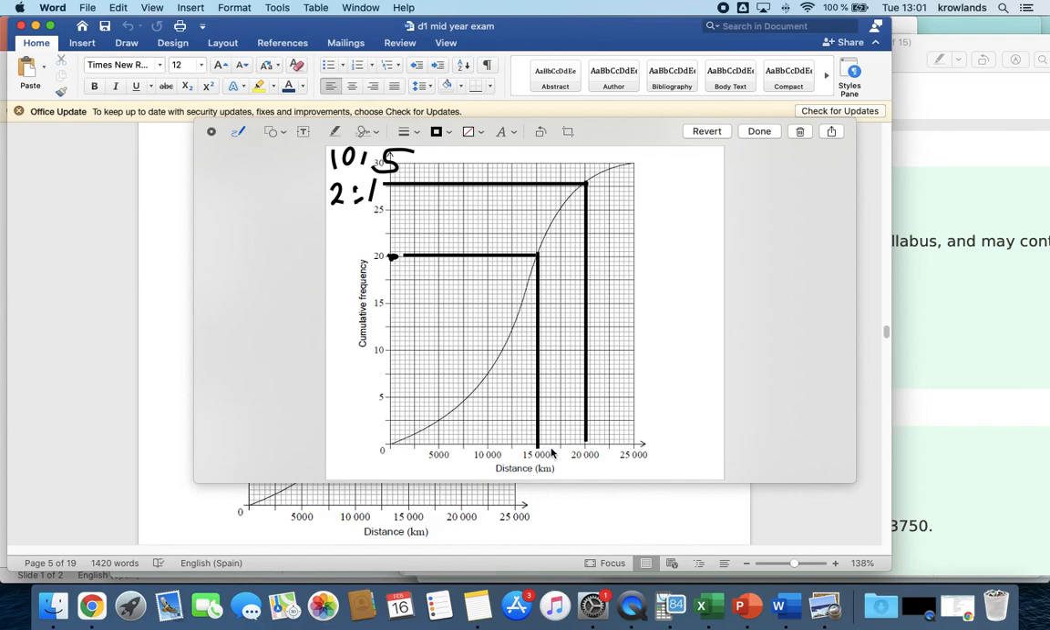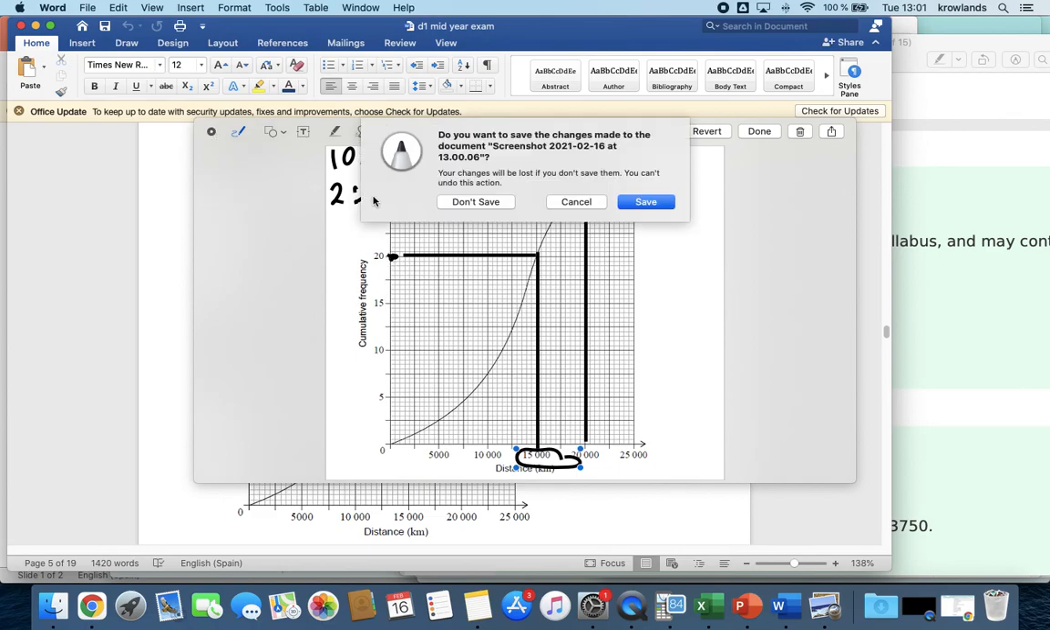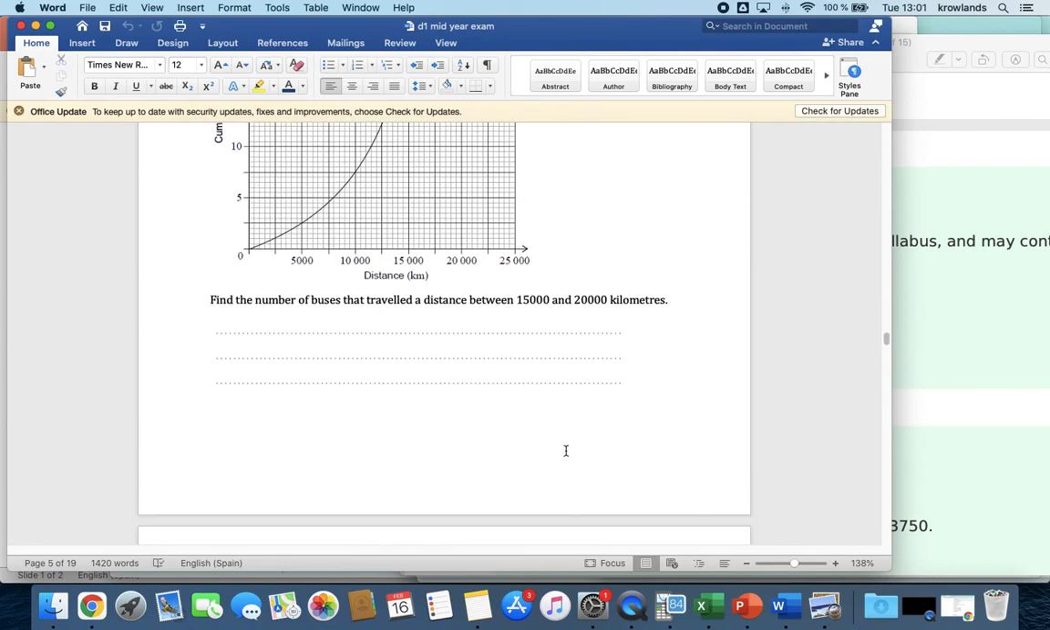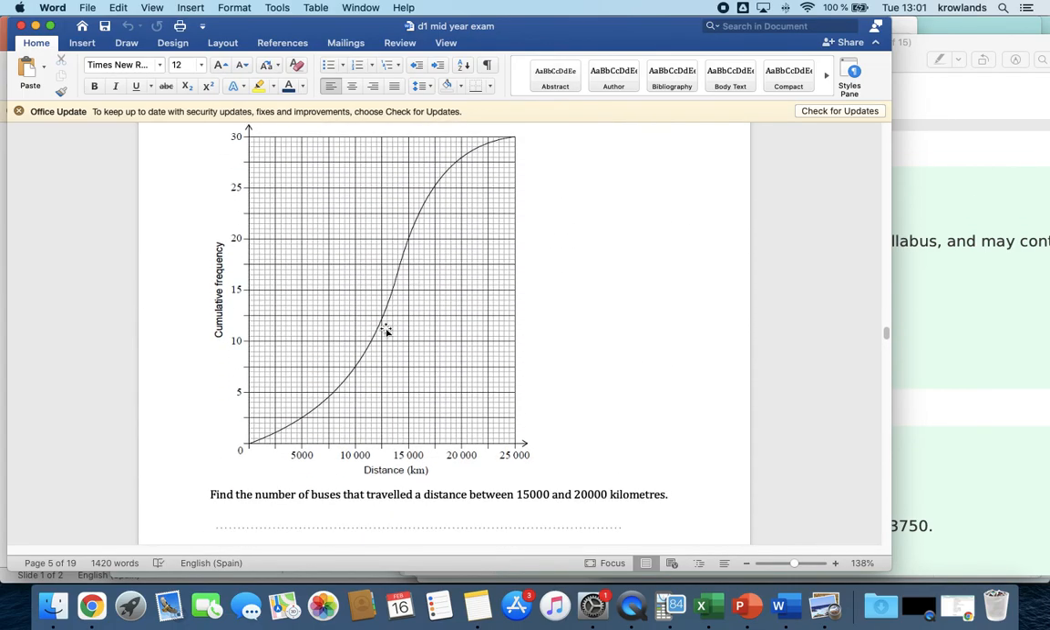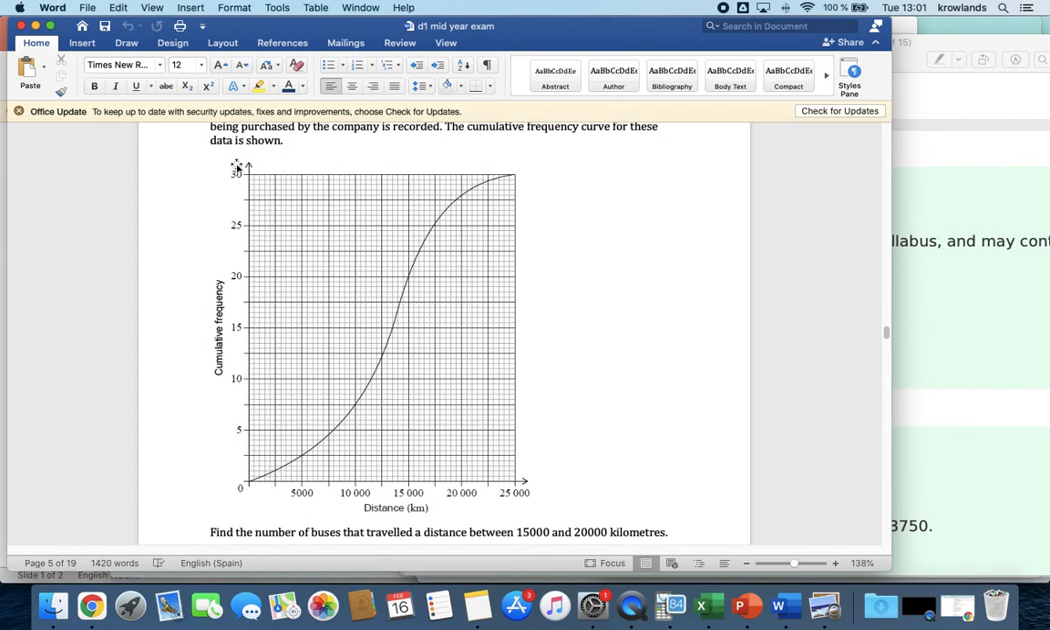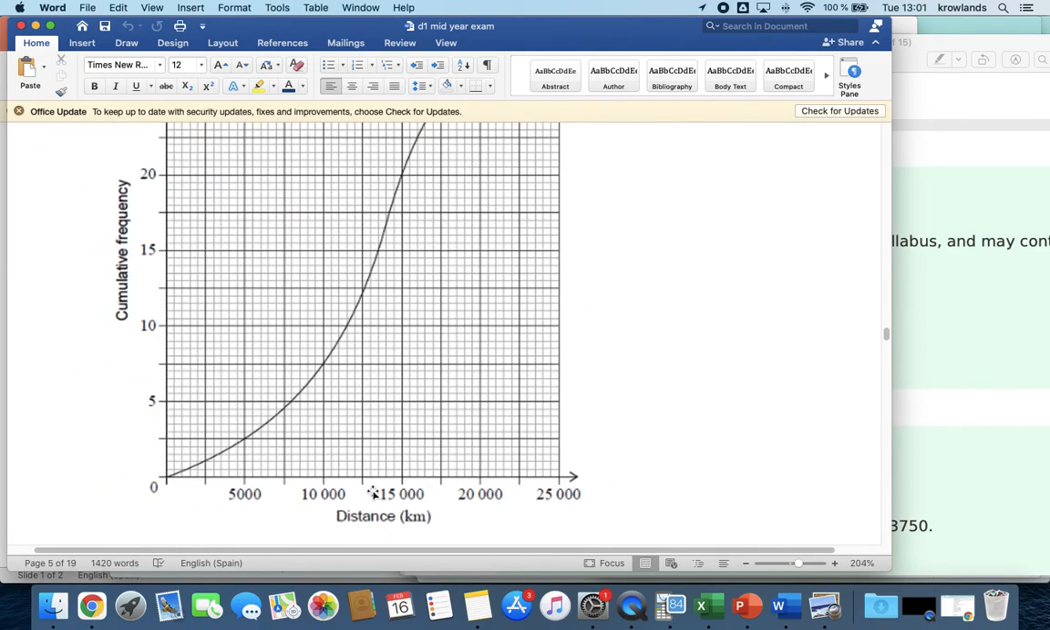If it was asking you for buses that travelled more than 15,000, you'd go up and across, and then you'd count the difference between 20 to 30, which is the maximum. So that would be 10. Now, the next question says, use the cumulative frequency to find the median distance. Again, really quite straightforward. Median is halfway across, so you find the 15, you go across to the 15 and down. And it's going to be somewhere between 10,000 and 15,000.